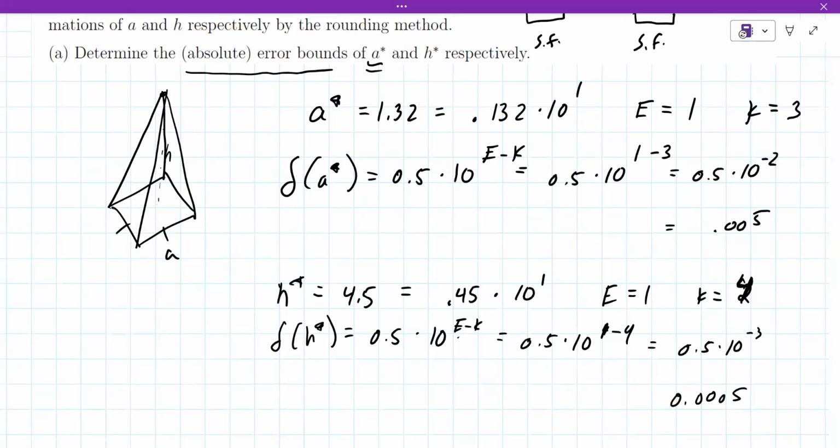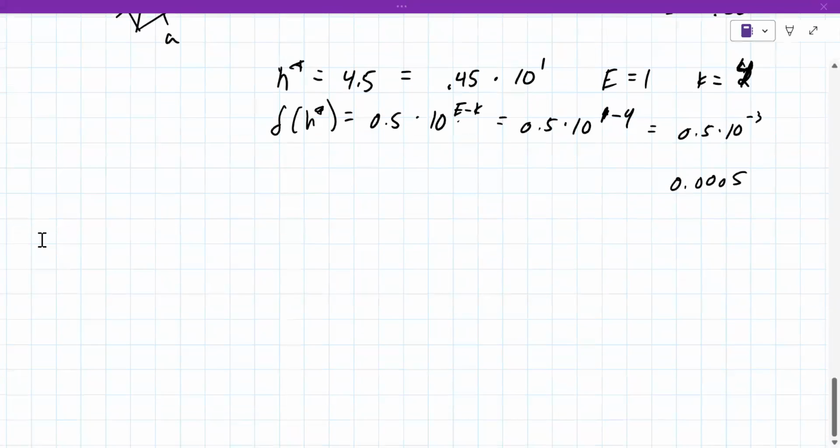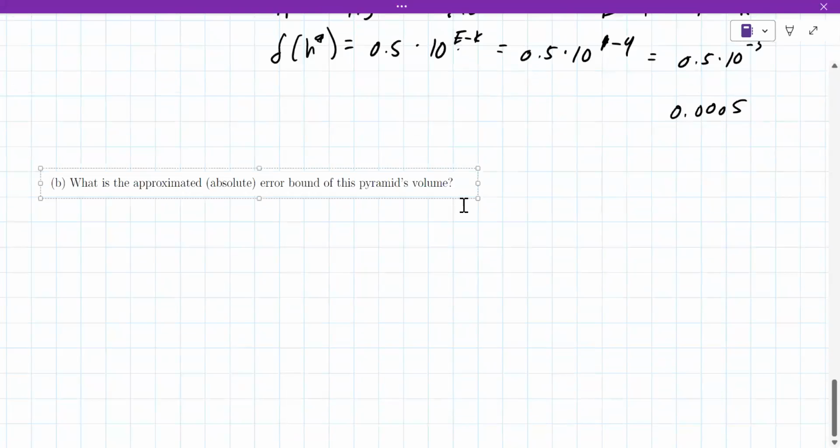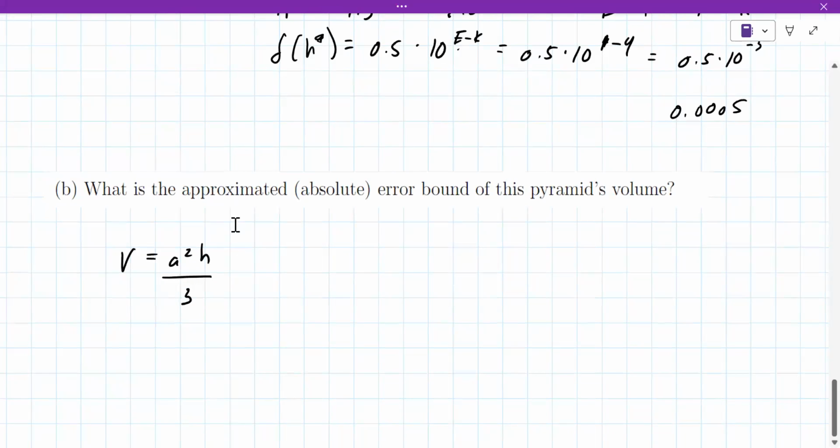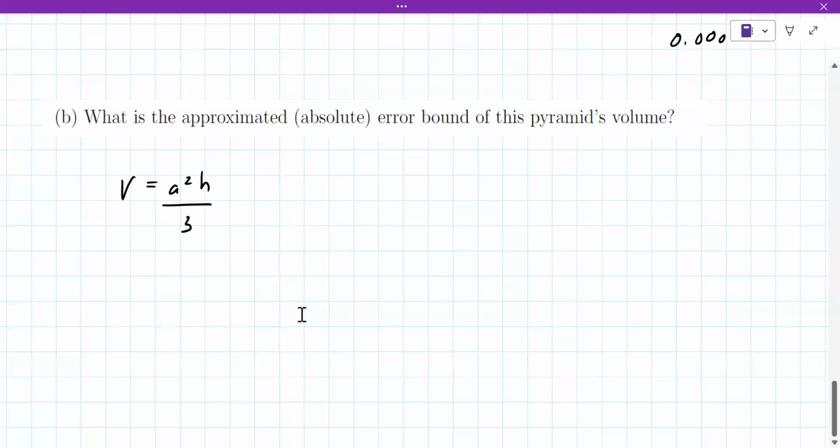Okay, that's part A. Part B, you might recall, is what we were doing in one of the homework problems: you're taking derivatives first. So for part B, the absolute error bound of the pyramid, to do this, you have to take a partial derivative. Your V is a squared H over 3. That's the original. And then you have to take partial derivatives.